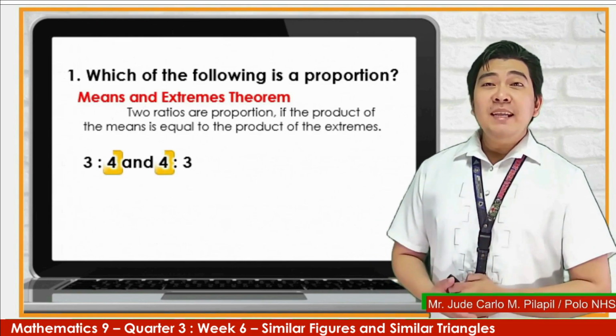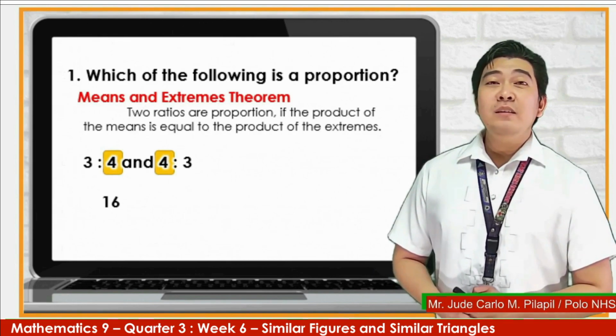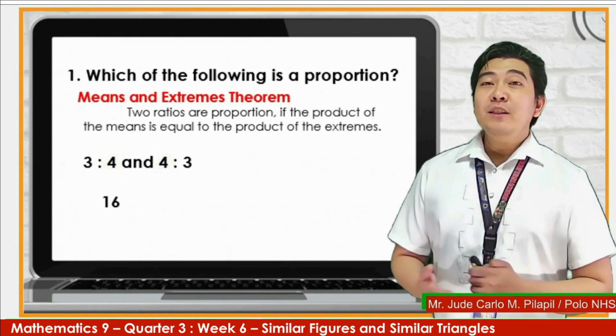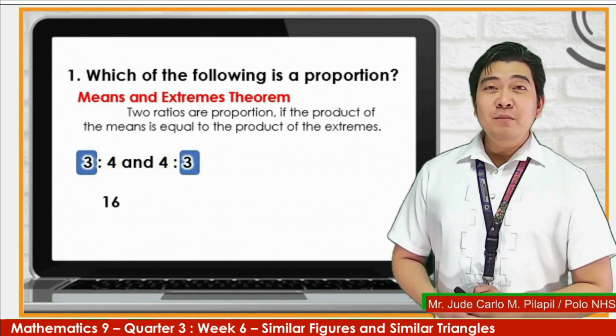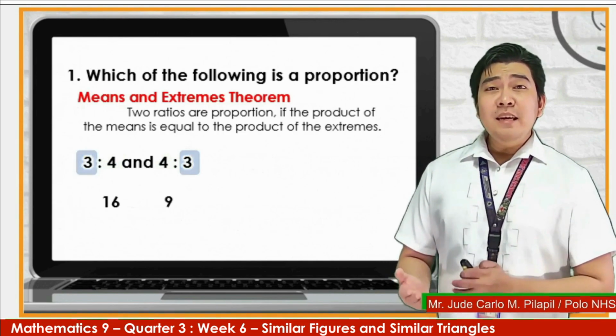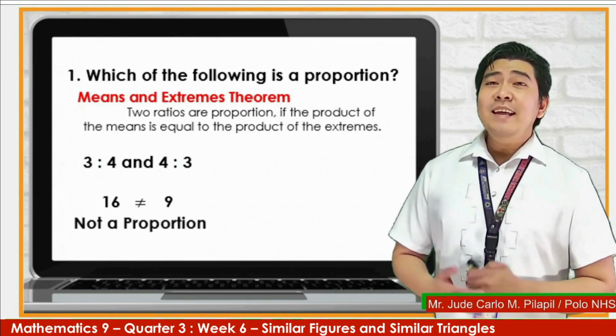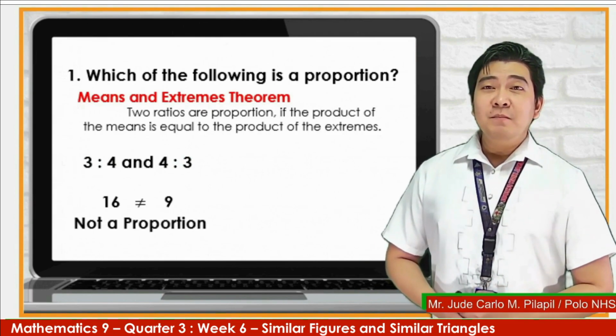If we multiply the means, 4 times 4 will give us the product of 16. If we are going to get the product of the extremes, 3 times 3, that will be 9. 16 is not equal to 9. So therefore, we can say that it is not a proportion.